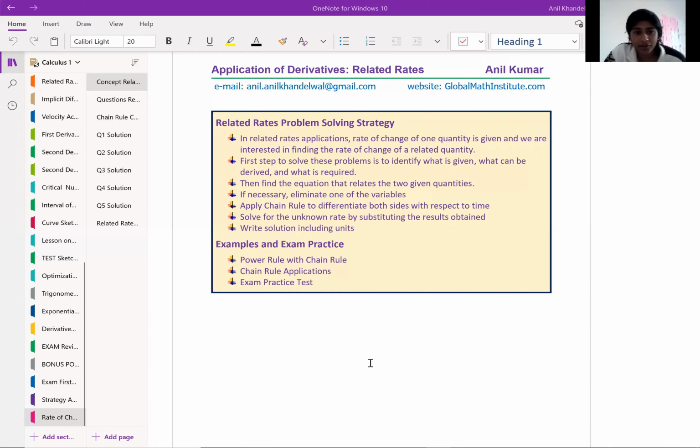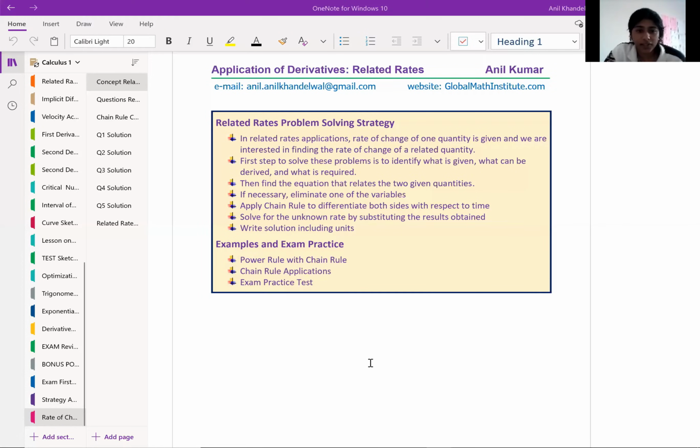So the first step to solve these problems is to identify what is given, what can be derived, and what is required. Very important step. When you are given a question, you have to very clearly see what all the parameters are, how they are related, and then write all the relations which are related to those parameters. Next step.